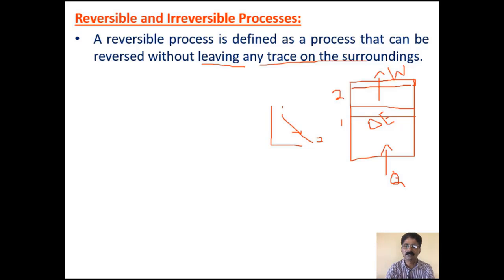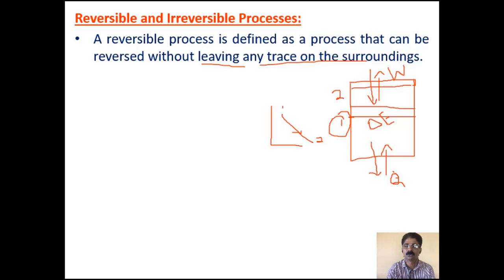Now to reverse this, I have to do W amount of work on the system, and at the same time, once I do that, that Q amount of heat should be coming out, so that the system once again comes back to its initial state at this point itself, and all the property values are restored or regained at 1.